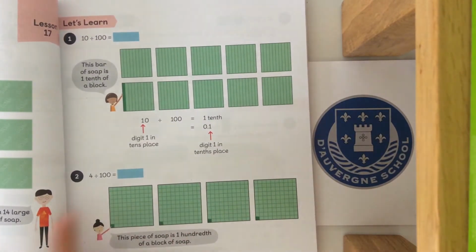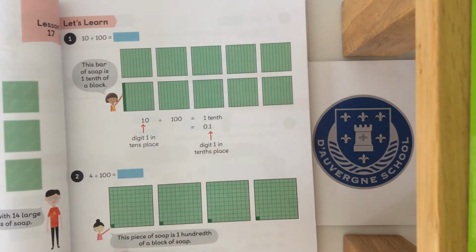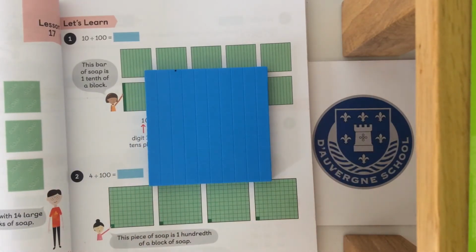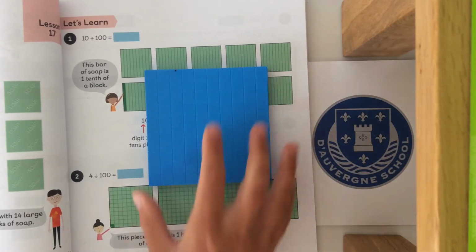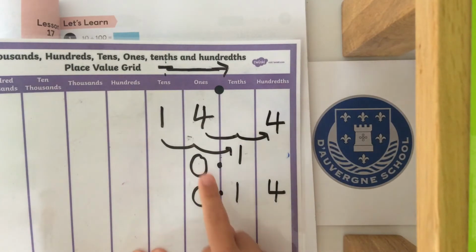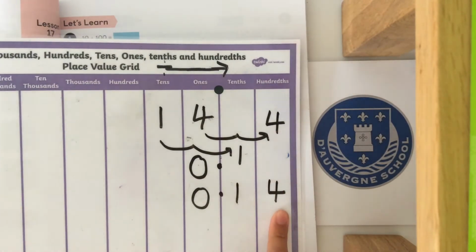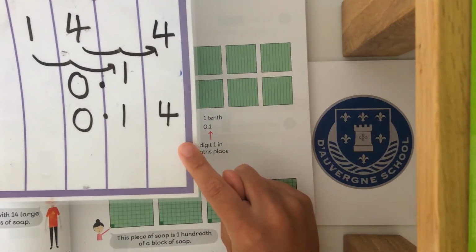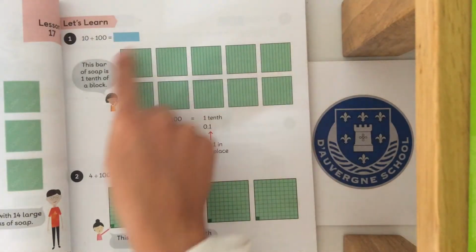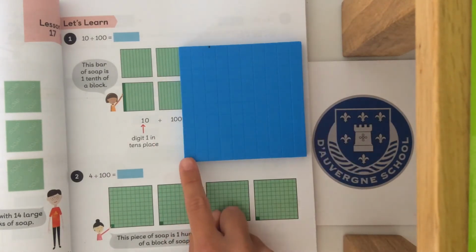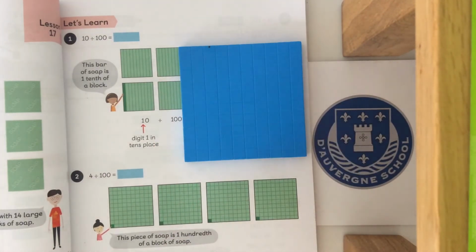Okay, and then they've done 4 divided by 100 separately. This piece of soap is 1/100th of a block of soap, so the little tiny square there. So the 4's in the ones place at the moment, and it's going to move back 2 places into the hundredths place. So they've done exactly what we've done, but they've done it separately as a 10 and a 4. They've moved each back 2 spaces, and when you put 0.04 and 0.1 together, you get 0.14. Okay, so this has helped you to visualise it, remembering that each row or column is worth a tenth and each individual little square is worth a hundredth.